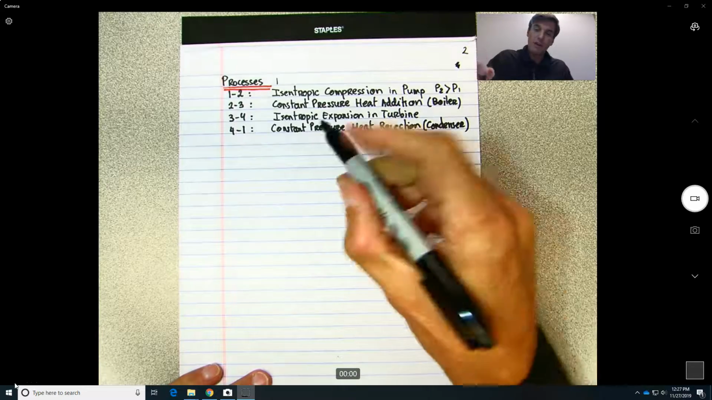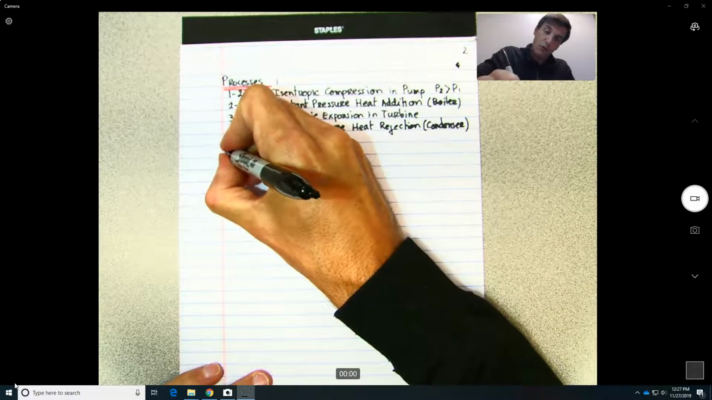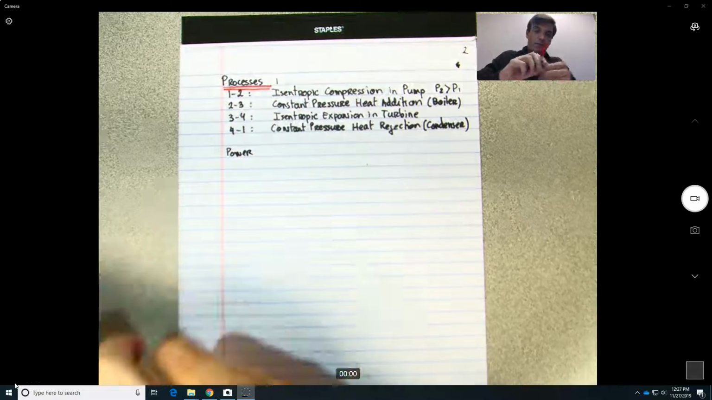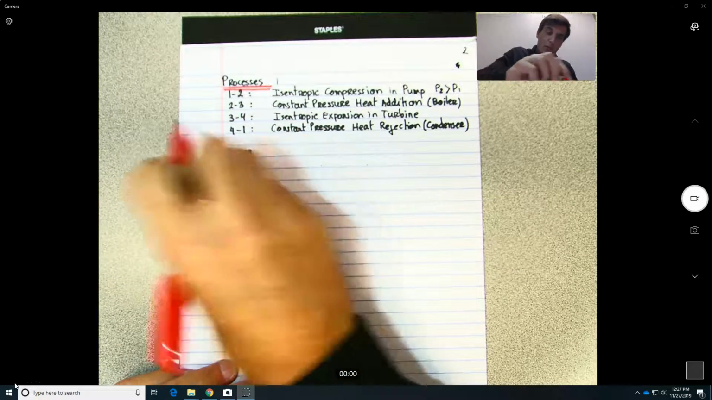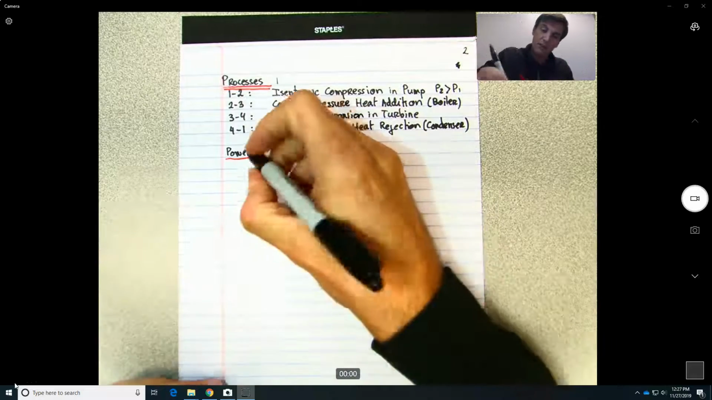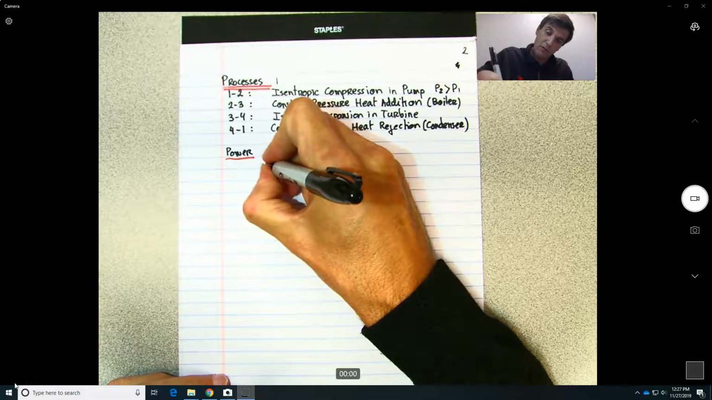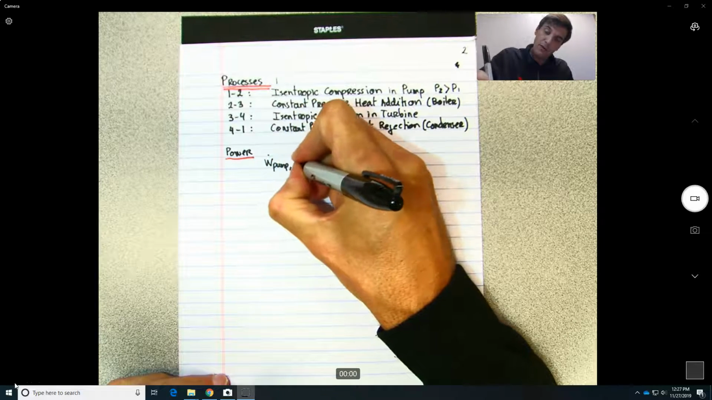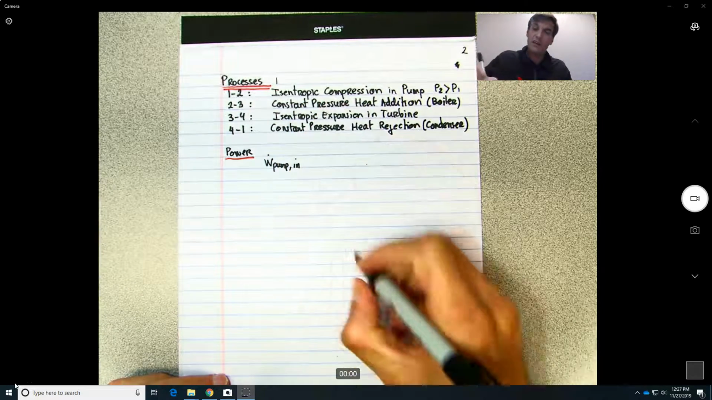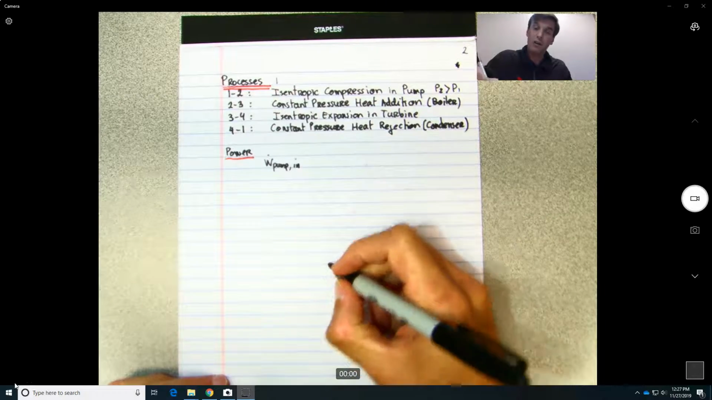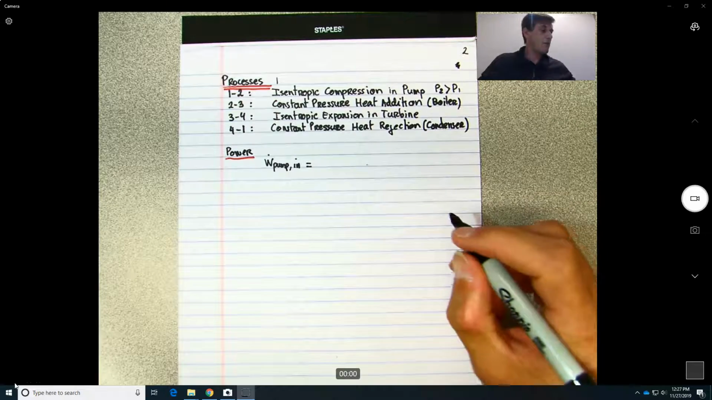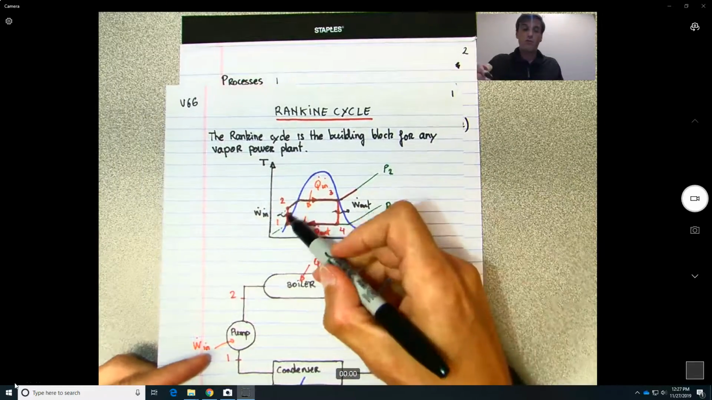So now, let's look at the amount of power, the work that we need to put in. We know that the pump is going to require power. The pump is the one that is in. This generally will be equal to what? If you look at the figure, the pump should be equal to H2 minus H1.